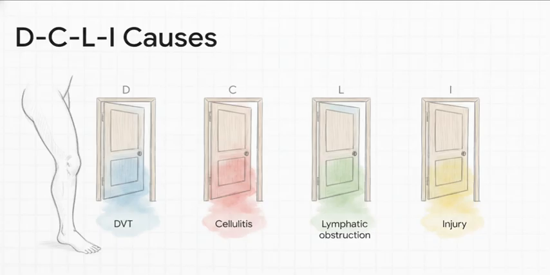DCLI stands for deep vein thrombosis, cellulitis, lymphatic obstruction, and injury. These are your prime suspects. Whenever one leg is noticeably bigger than the other, the culprit is almost always hiding behind one of these 4 doors. Let's walk through each one so you know exactly what clues to hunt for.